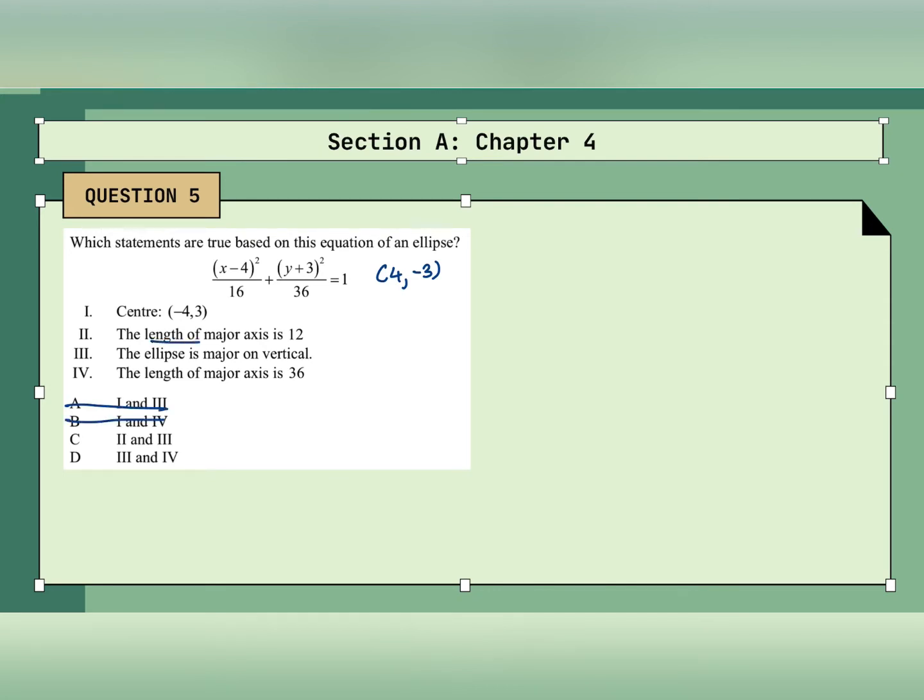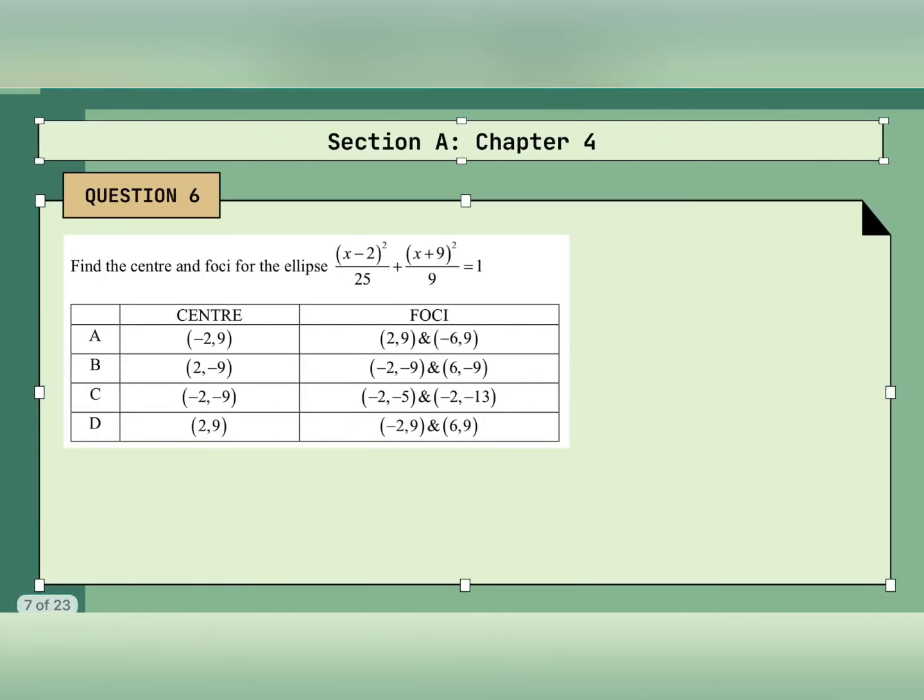The length of major axis. Length of major axis. Okay, major axis kita sebab kat sini B square kita besar. So, B square will be equals to 36. So, B will be equals to 6. So, your 2B will be equals to 12. Okay, number 2 betul. So, sebenarnya dah tahu dah lah. Jawapan kita adalah C. Okay, lagipun kat sini B squared lagi besar daripada A squared. So, dia akan jadi bentuk vertical. Okay. So, itu adalah untuk question number 5.